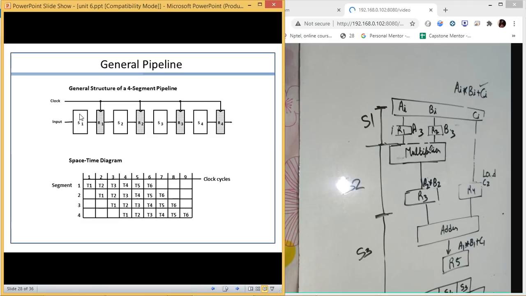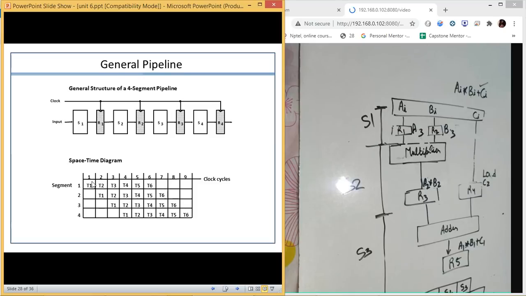So this S1 represents a stage or segment 1. This is a register which is going to store the intermediary results. S2 is the second segment, a register, the third segment, a register, the fourth segment, a register. And how is it going to get executed? On one side, we have segments, there are four segments in it. On the other side, there are time cycles like T1, T2, T3, T4, T5, T6. So there are six time cycles, or six different stages.